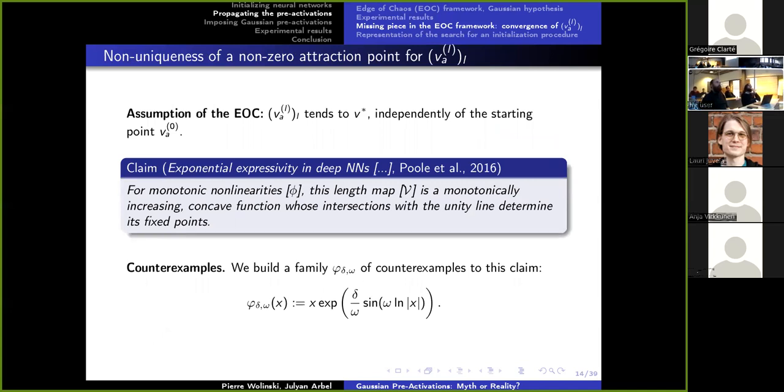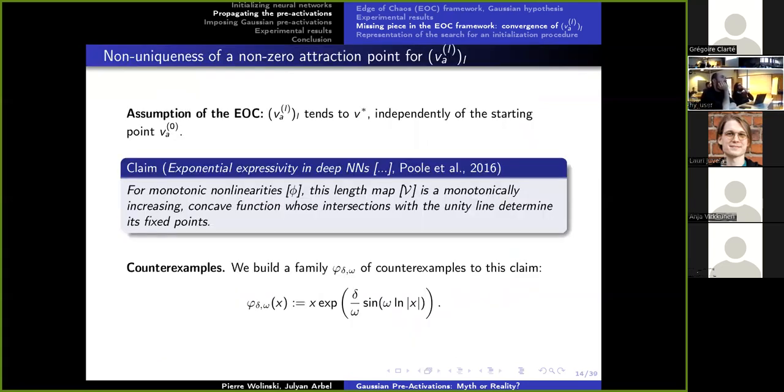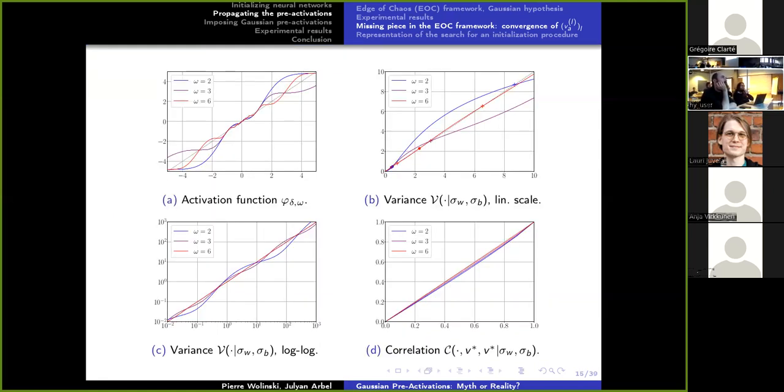Yes, and there is another limitation. The other assumption of the edge of chaos is that the sequence of variances tends to a single stable fixed point. This is a formal claim in the paper of Poole, but there is a counterexample, these activation functions below. This is a family of activation functions. You can see the shape of the activation functions in figure A, and in figure C you can see that it crosses the identity an infinite number of times. So the variance map has an infinite number of stable fixed points. So the claim by Poole is false. That's another limitation of the edge of chaos.